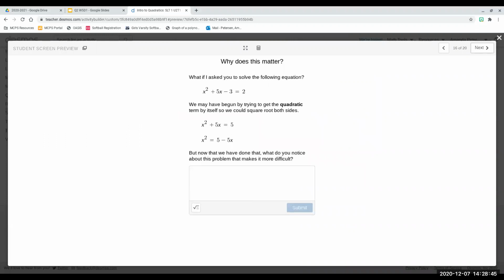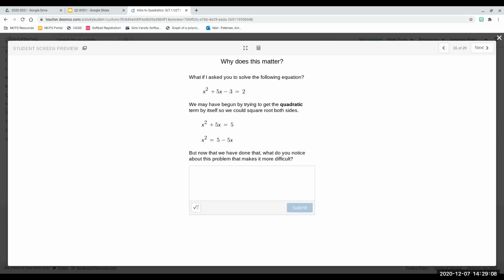If we look at this equation of x squared plus 5x minus 3 equals 2, we may have begun by trying to get the quadratic term by itself so we could square root both sides. So if we add 3 to both sides, we can cancel out the negative 3 and we get x squared plus 5x equals 5.